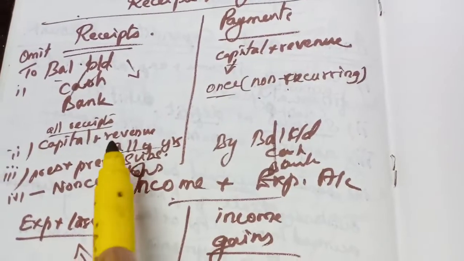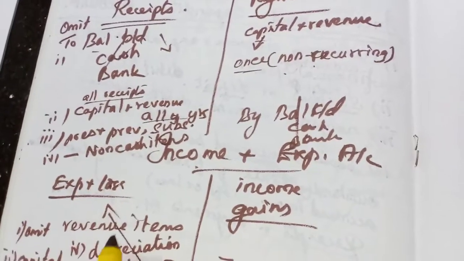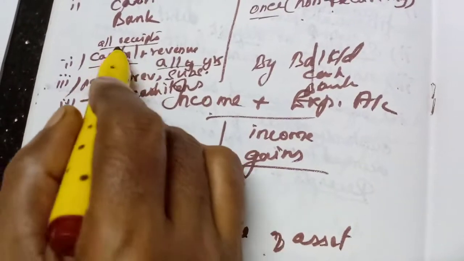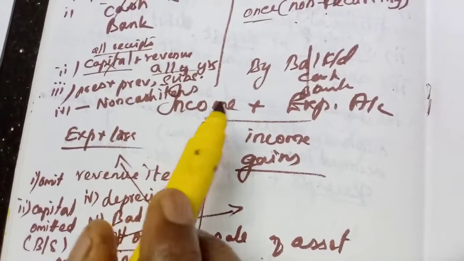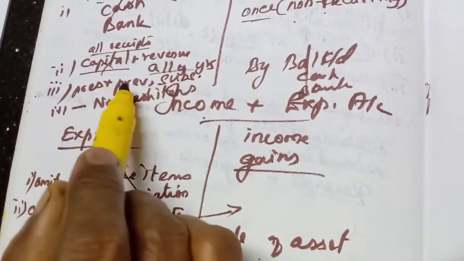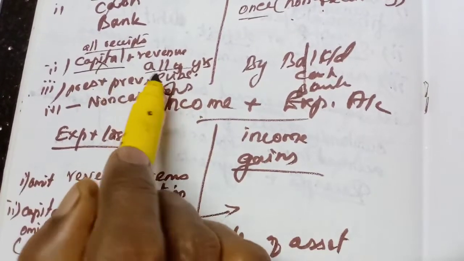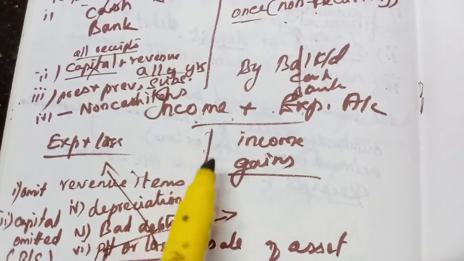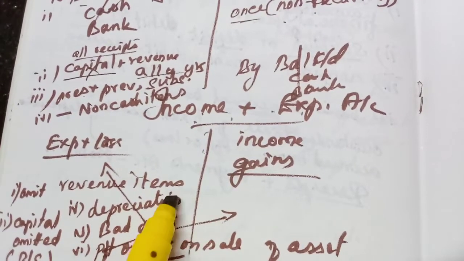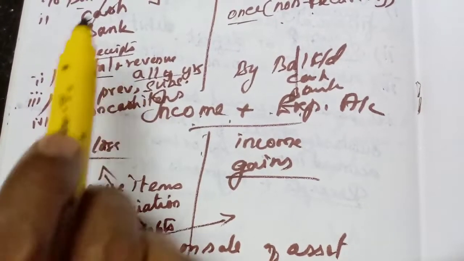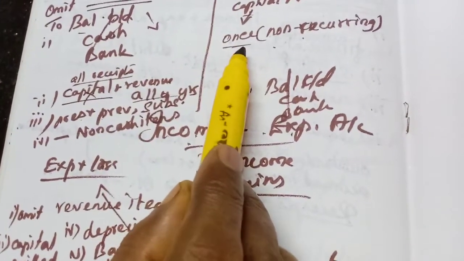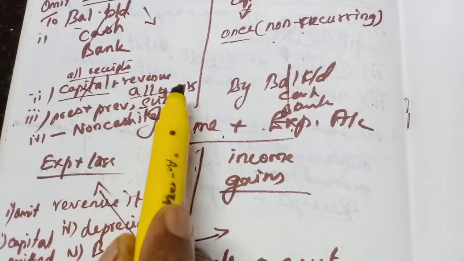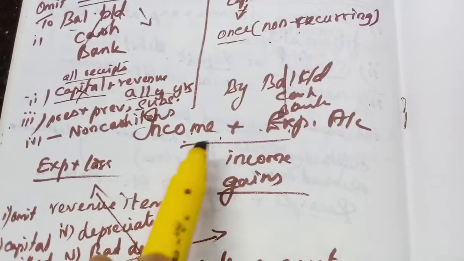So only revenue items will be entered in the income and expenditure account. All capital items will be omitted. Then, regarding the time period, only that particular year's income and expenditure will be included. All the receipts and payments related to the last year and subsequent years will be omitted.